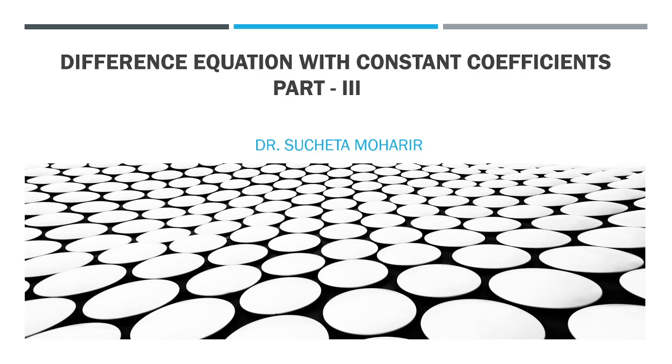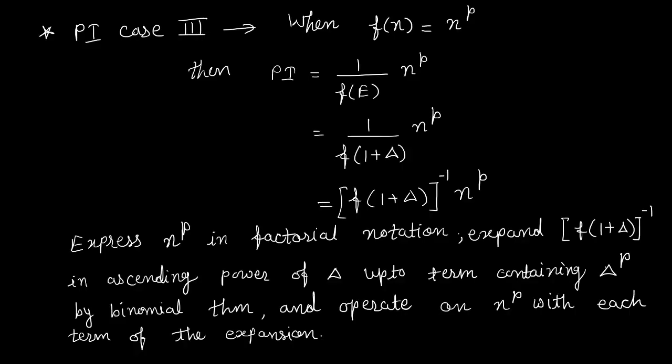Now, in this Part 3, we discuss PI case 3, when the right hand side of the equation is n to the power p, that means a polynomial. Then we write f of E as f of 1 plus delta by substituting the value of E, and then taking the lowest term common, we write this function of 1 plus delta in the numerator with negative index into n to the power p.